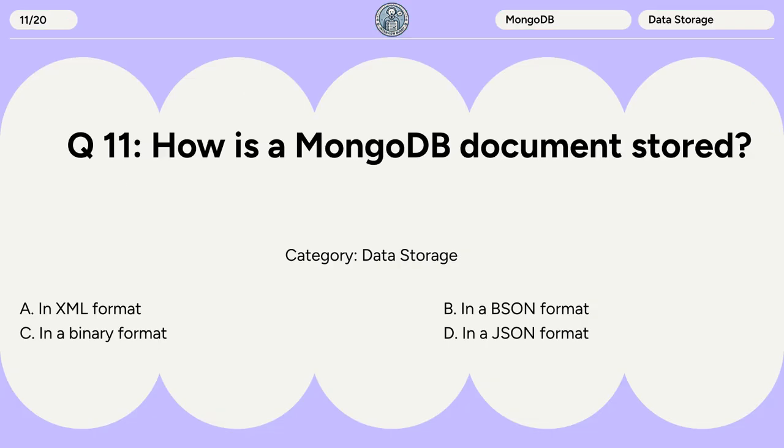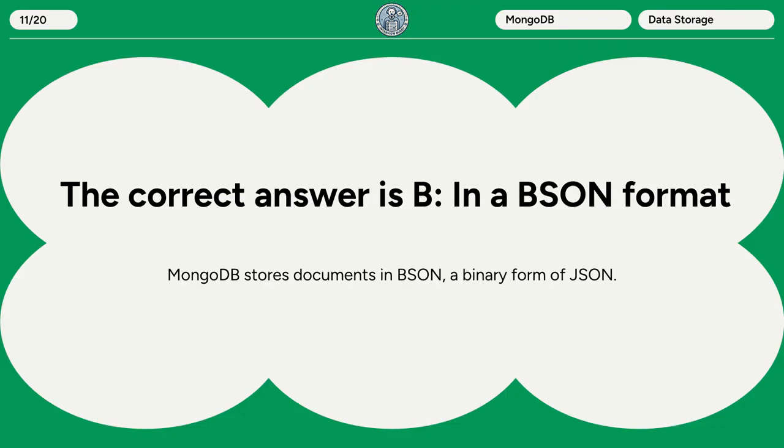Question 11. How is a MongoDB document stored? A. In XML format. B. In a BSON format. C. In a binary format. D. In a JSON format. The correct answer is B. In a BSON format. MongoDB stores documents in BSON, a binary form of JSON.